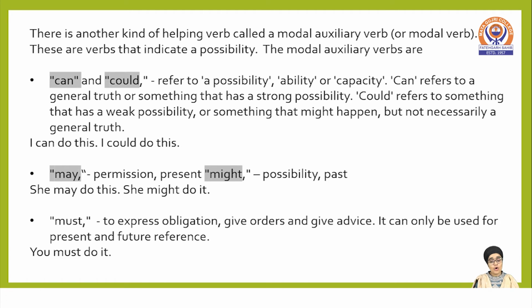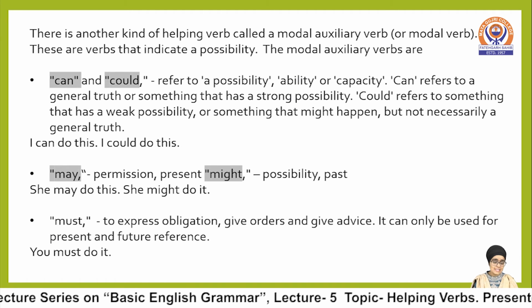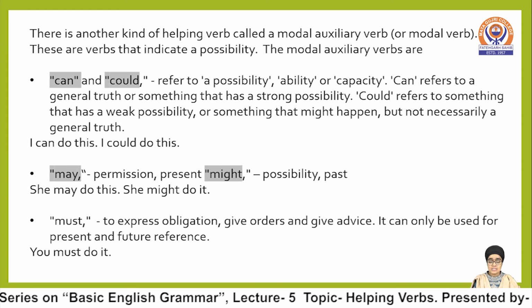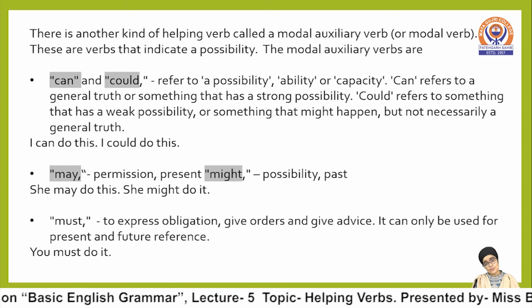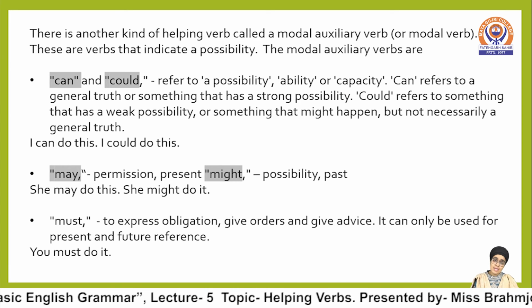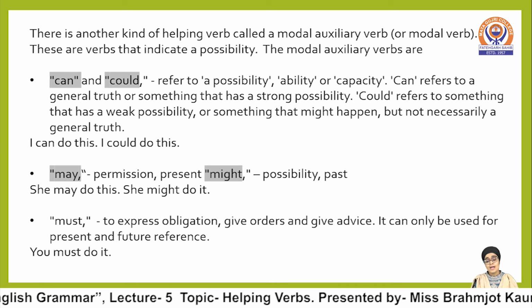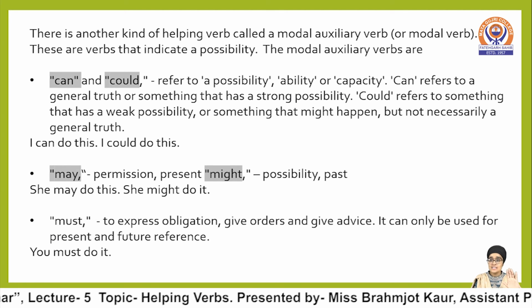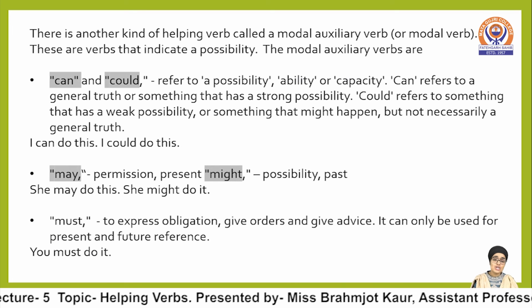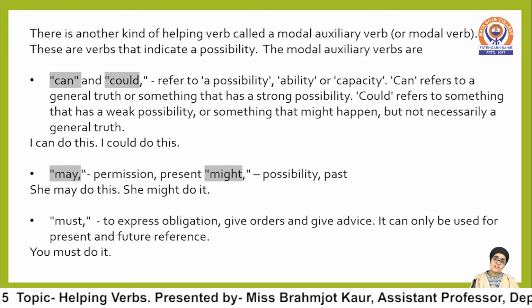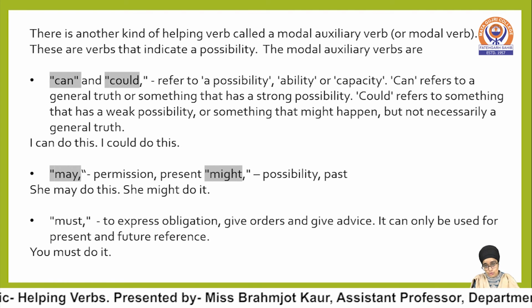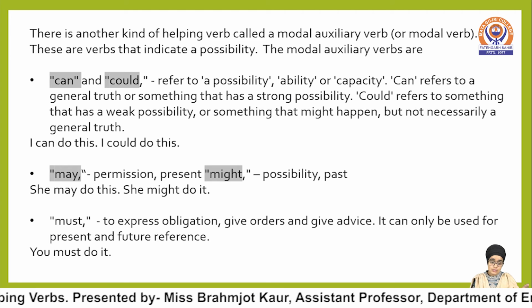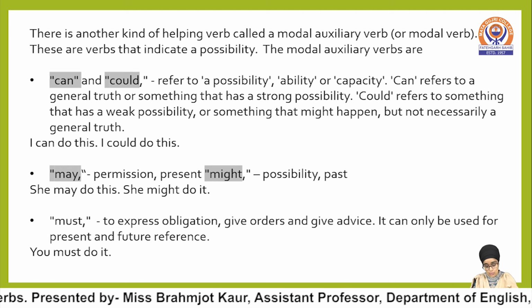Next, may or might. First difference is that may denotes permission and might denotes a possibility. Second, may mostly is in the present form and might denotes the past form. So she may do this means she has the permission to do this. She might do it, that is, there is a possibility that she could do it, or she will not do it. So there is a possibility of doing and not doing.